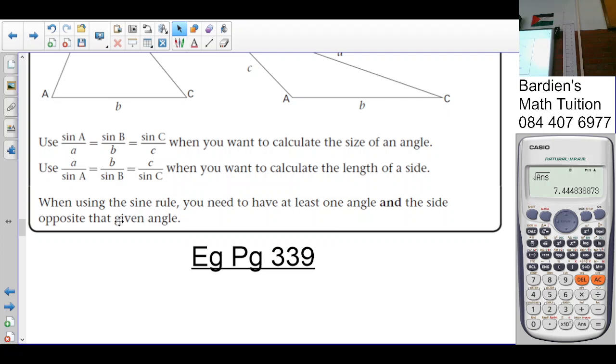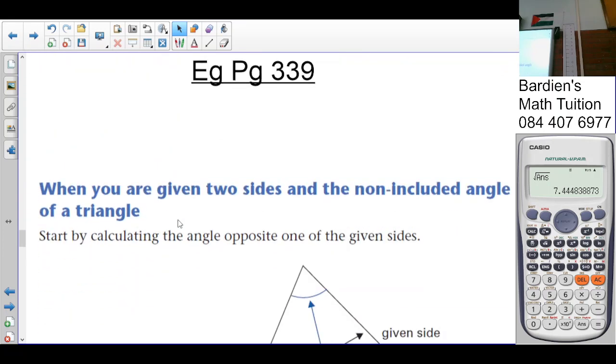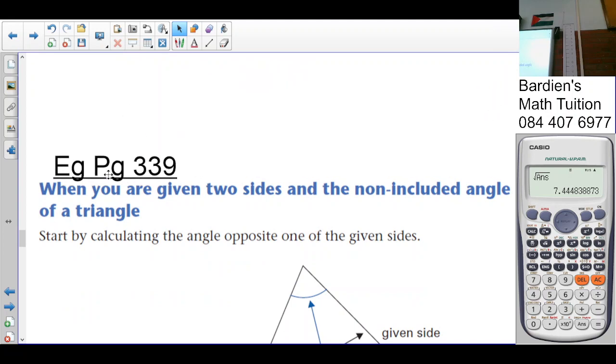When using the sine rule, you need to have at least one angle and the side opposite that given angle. So if you're using the sine rule, you need to know at least one angle and the side opposite that known angle. Just remember, when we're using the sine rule, if you have two sides, it must be the non-included angle.